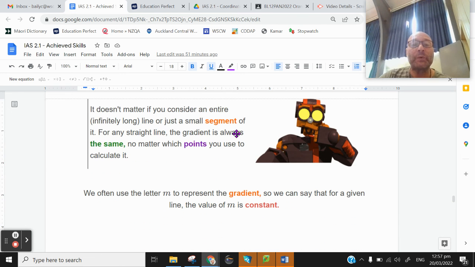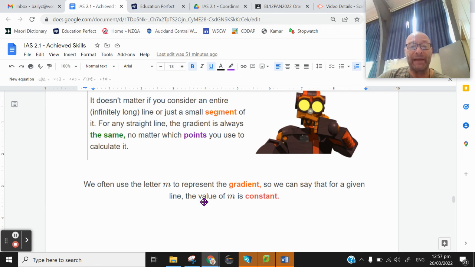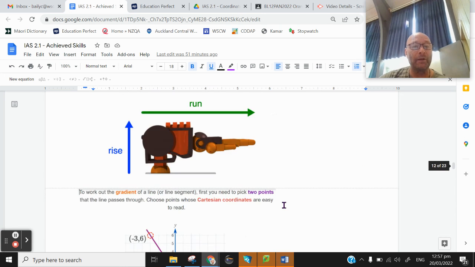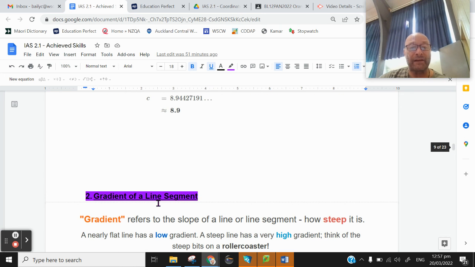And it doesn't matter if you consider an entire line or just a small segment. The important thing to remember is the gradient is always the same no matter which points you use to calculate it. So the gradient of a line never changes no matter what points you use. And we're going to use the letter M to represent the gradient. So we can say that for a given line, the value of M, the gradient, is always the same. And when it's always the same, we say that it is constant, okay? So that is our second skill, being able to find the gradient of a line segment.